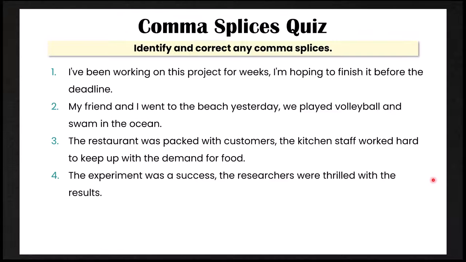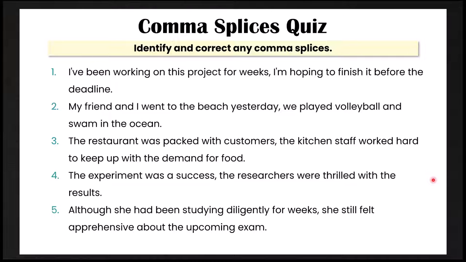Number four, the experiment was a success. The researchers were thrilled with the results. Finally, number five. Although she had been studying diligently for weeks, she still felt apprehensive about the upcoming exam. Okay, so let's correct them together.